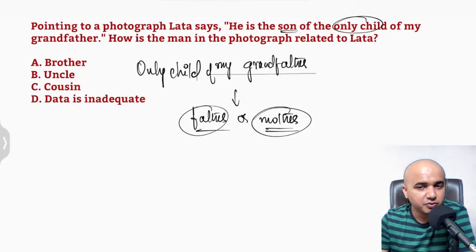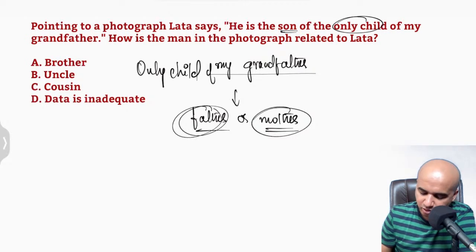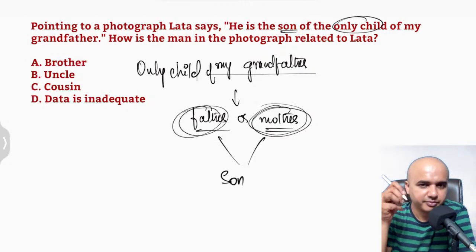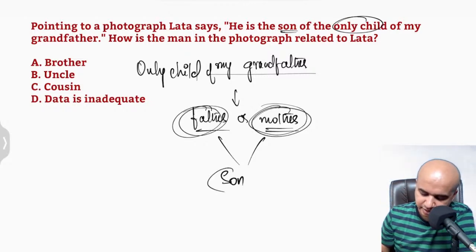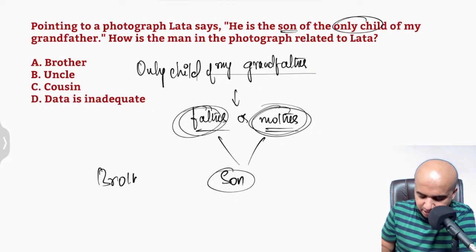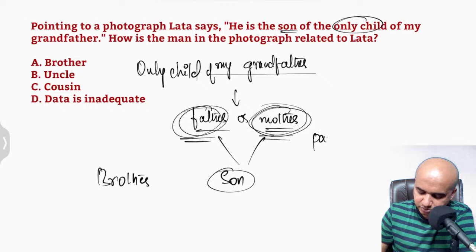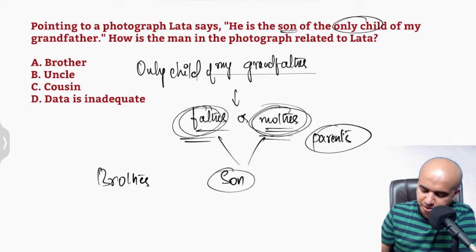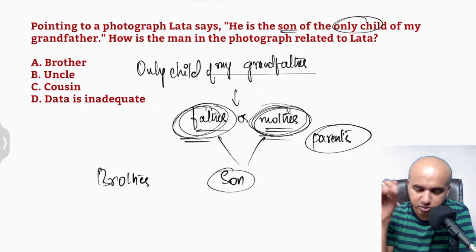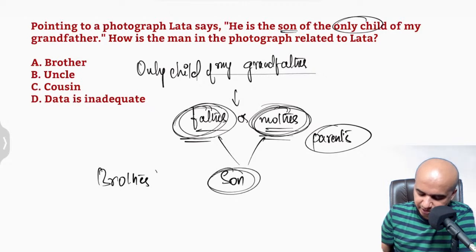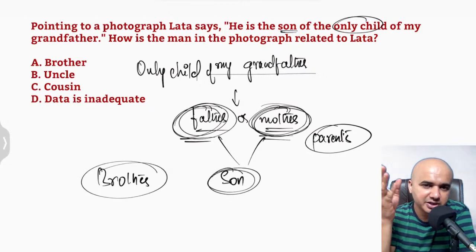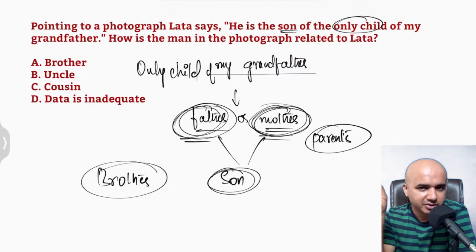Now, he is the son of the only child of my grandfather. Only child we have already identified, father or mother. Their son is your brother. Basically, one of your parents' son. So, assuming they are married to one another and they have this son because of their marriage, in that case, this son would be the brother. So basically, Lata is pointing to a photograph of her brother and telling us this fellow is the son of my mother, or the son of my father. If he is the son of my father or my mother, obviously that person in the photograph is my brother.